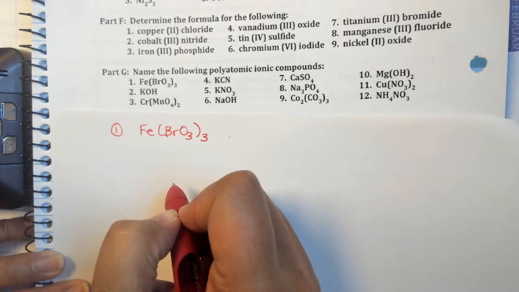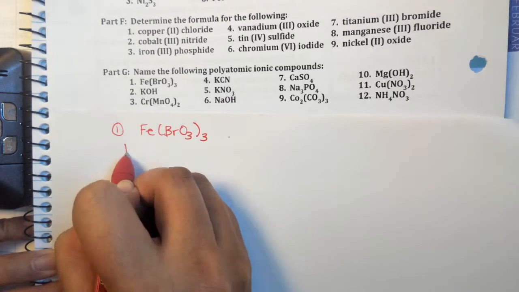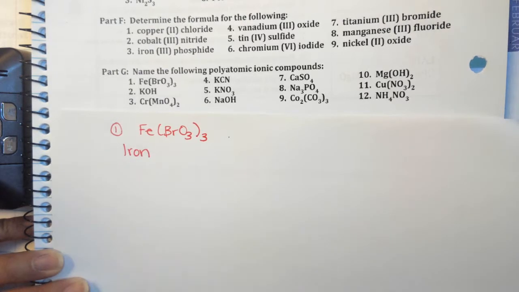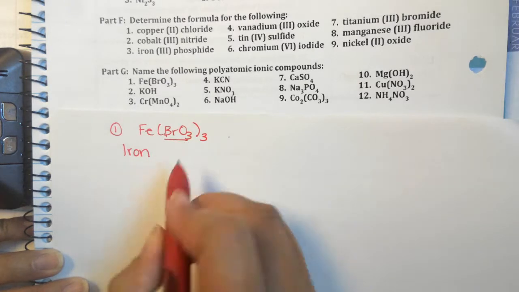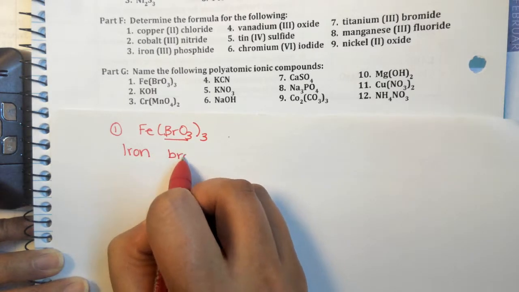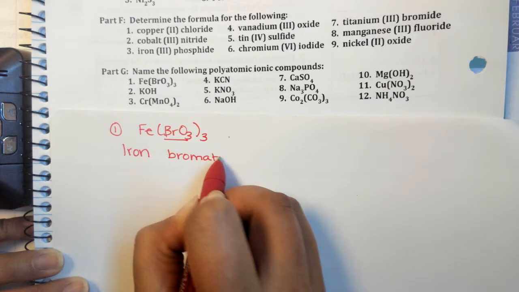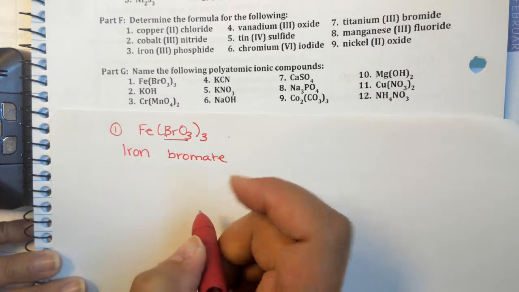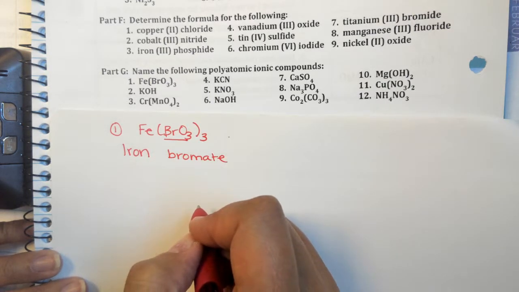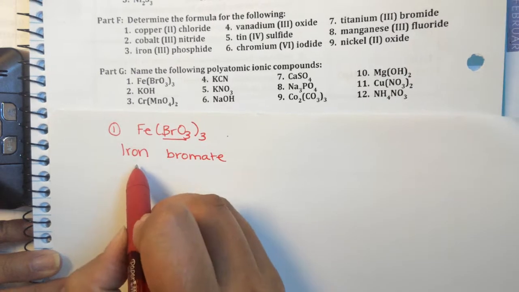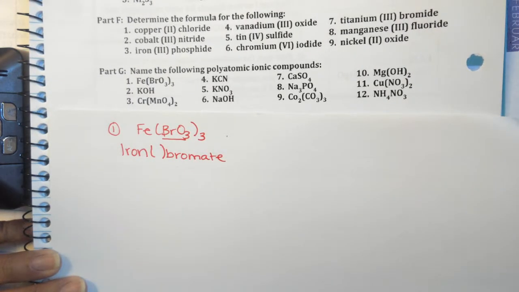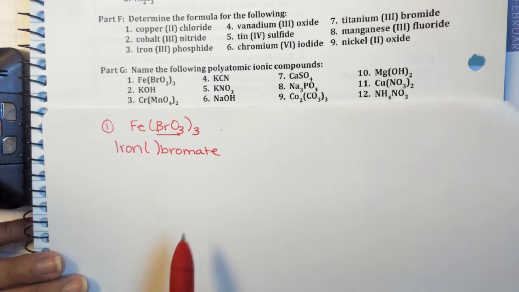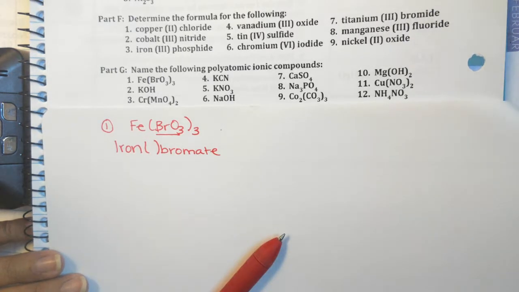First off, what is my cation? Iron. What is my anion? So it's this BrO3. I look on the back of my periodic table. It is bromate. Okay. And so now I have to ask myself, do I need Roman numerals? Yes, because I have iron, which is a transition metal. So I'm going to put parentheses in between. And now I'm going to work backwards.